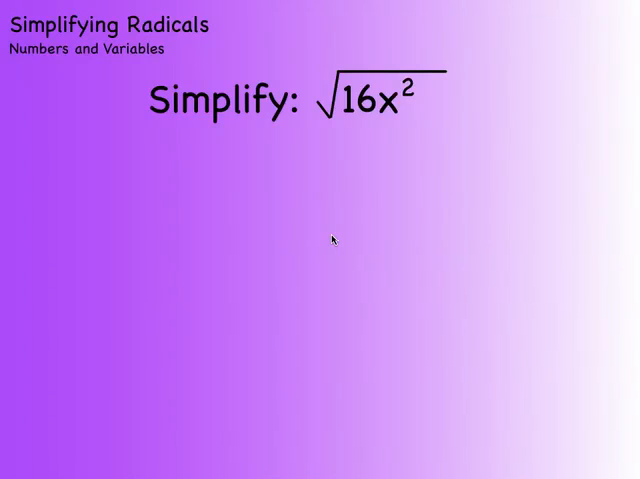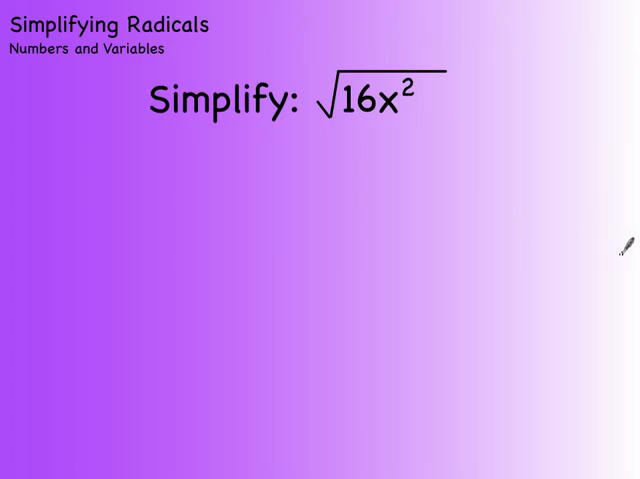Fordham here, and we're going to be talking about simplifying radicals, but we're going to combine two previous videos where we talked about simplifying number radicals and simplifying variable radicals, and we're just going to put them together. So this is kind of the finished product, if you will, of putting them together.